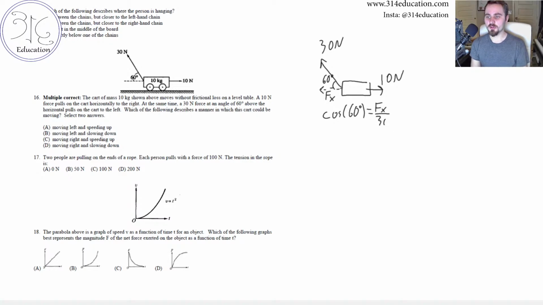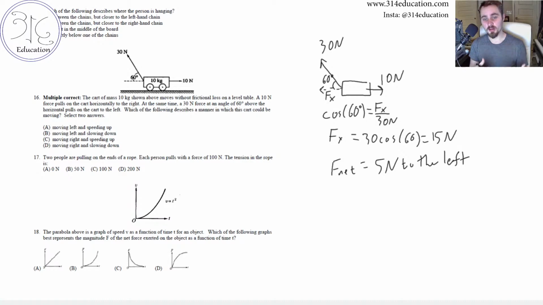Divided by our hypotenuse, which is 30 newtons. So to get the magnitude of Fx on its own, that's 30 newtons times the cosine of 60 degrees. I should probably know the cosine of 60. I think it's actually a half. It's a half again. Okay, so our Fx is 15 newtons. So we have a net force to the left of 5 newtons. F net equals 5 newtons to the left.